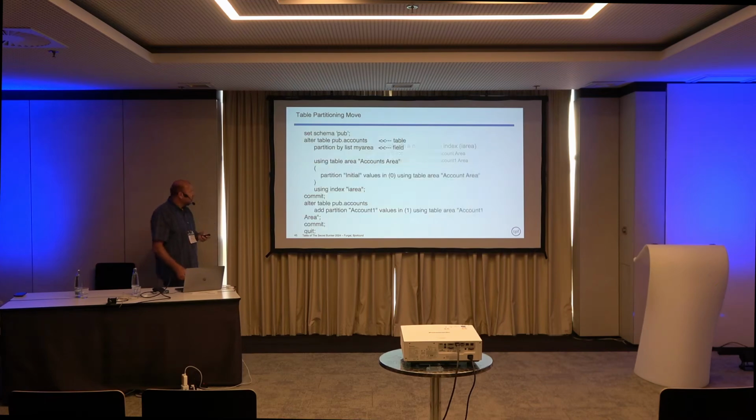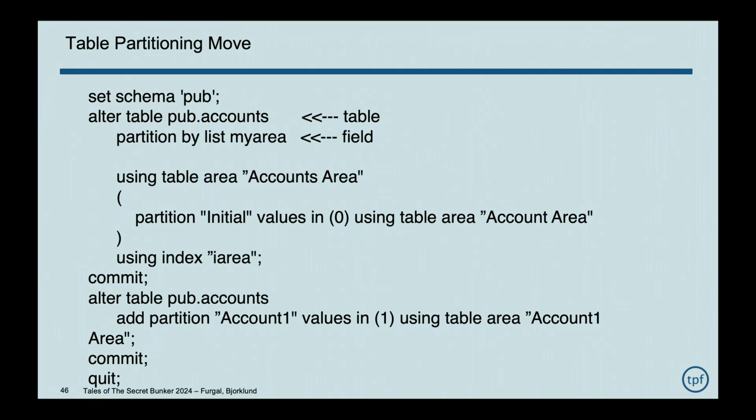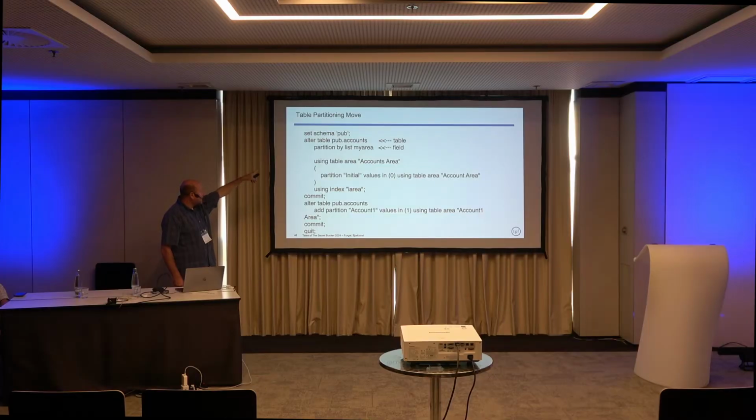How do you do this? Enable table partitioning on the database. Well, you got to go create account area 1 as well, but enable table partitioning on the database, and then you can use SQL and use the SQL statement, the SQL string here, to do what I just said. So set the schema to pub, alter the table pub accounts. So I note that that's the table. Partition list by my area. I wanted to make sure people knew that my area was the field that I added. So you got to get rid of these notes when you do it.